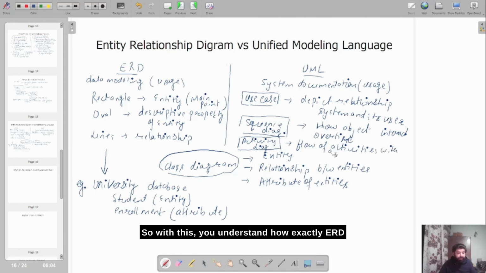So with this you understand how exactly ERD and UML diagrams are used in data science.